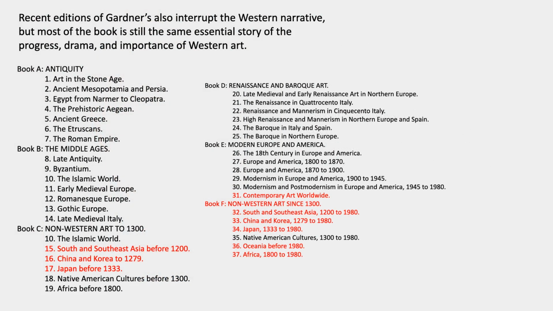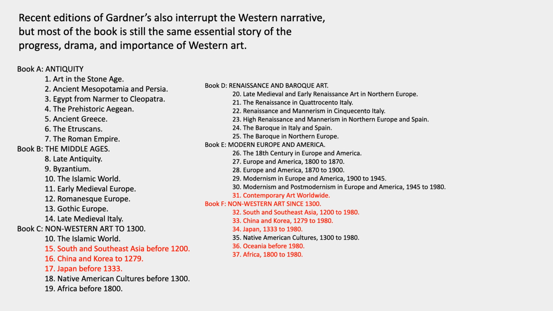So I just want to show a table of contents from a recent edition of Gardner. Gardner also interrupts the Western narrative, as you can see, and also interrupted twice, same as in Stokstad. The difference is that the second interruption is also the end of the book. So if you look on the right-hand part of the table of contents there, all the first entries, all in black, that's representing European and American art. Chapter 30, the last of the chapters that I've said in black, Modernism and Postmodernism in Europe and America, 1945 to 1980, is almost the end of that sequence.